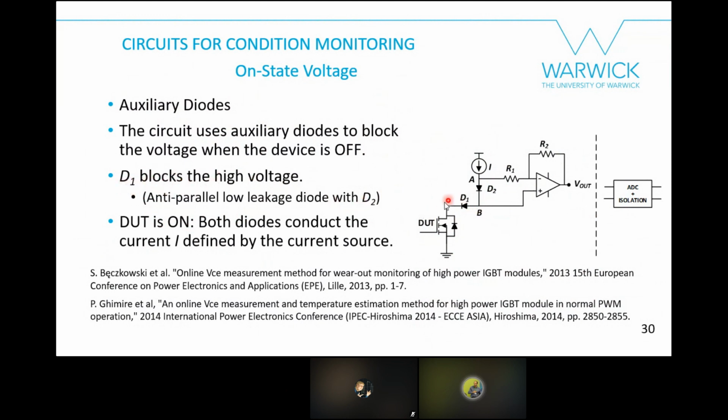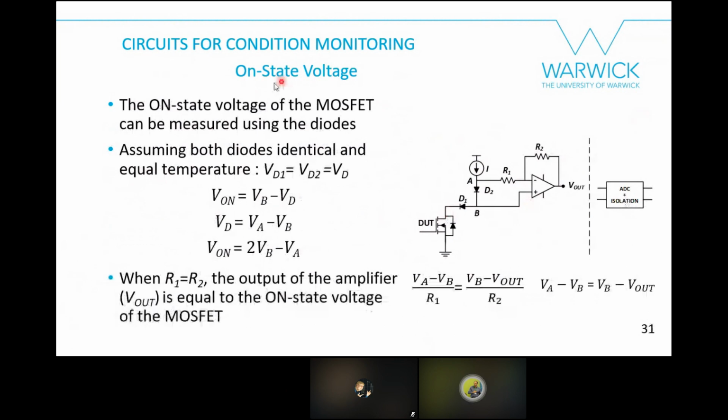The important thing is that diode 1 is used for blocking the voltage. There's an additional anti-parallel diode here to be sure that all the voltage is only blocked by diode 1. And when the device under test is on, there's a sensing current that is defined by this current source that will flow through the device under test, through the MOSFET. So that's just the on-state operation, but let's analyze this in more detail. You have references here where you can check how the circuit operates, how it's used, and how they monitor the on-state voltage of devices. But let's explain how it operates.